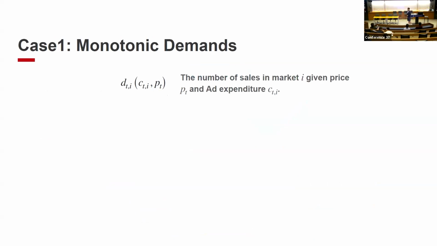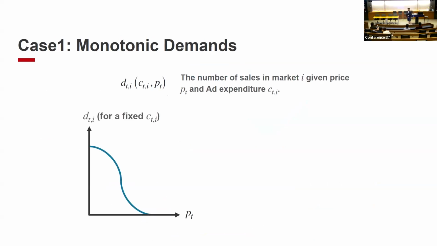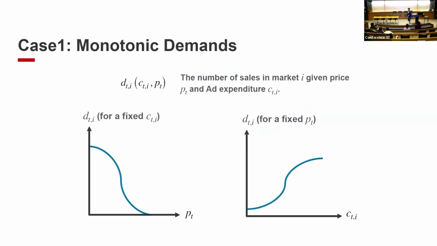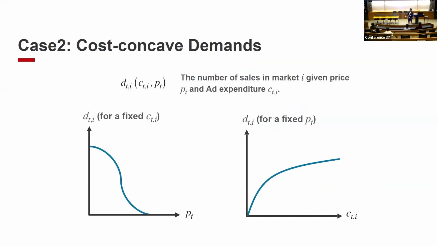And we want to impose some assumptions on these functions. We have two separate assumptions. The first is that this function is monotonic over P and C. So if you have a larger price, demand will decrease, and if you invest more in advertisement, it will increase. The second case we're looking at is when everything is the same, but the cost response with respect to marketing is concave. And there's an economic interpretation of this: exactly the diminishing returns for marketing.